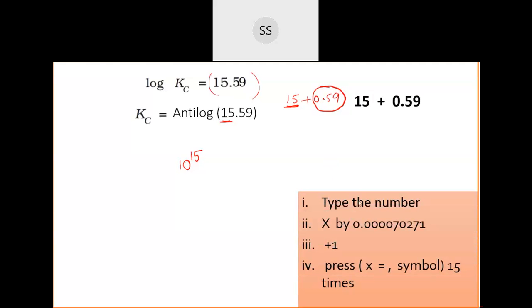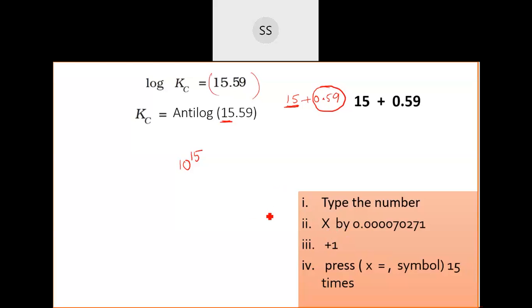So how will you find the anti-log? Anti-log is exactly opposite to log. Not only are the values opposite, even the operation you are going to do should be opposite. If you can remember, we typed the number, then we took the root symbol 15 times, then I told you -1 and then divide by 0.00700271. Now here we are going to do the reverse. So that division will become multiplication, and that last one will become the first one.